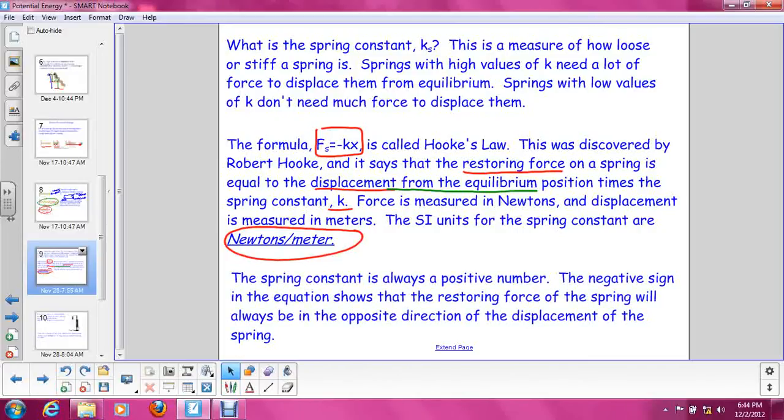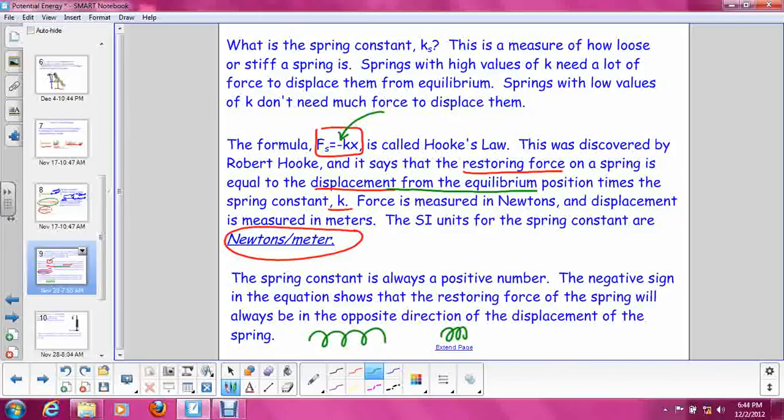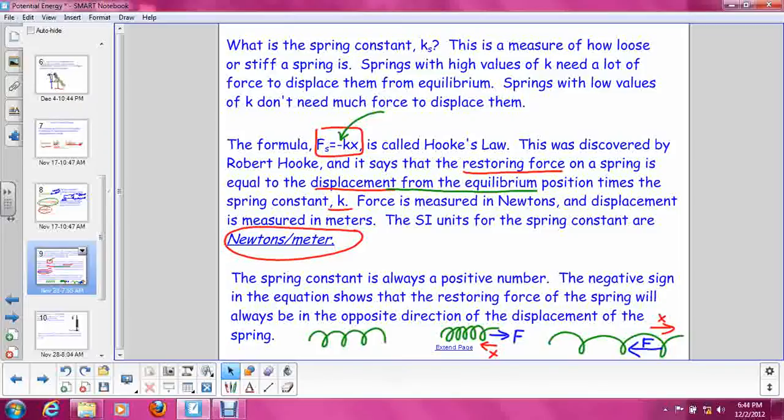The spring constant is always a positive number. The reason there's a negative sign in this equation is because the restoring force is going to be in the opposite direction of the displacement. So if we have a spring in its happy place, and you crumple it up, you have displaced it this way. In order to get back to its happy place, the force needs to be this way. And the opposite is true if you stretch the spring out. If you stretch it out, you have displaced it in this direction, and the force required to restore it to its happy place must be in that direction. So the negative here is just telling you the restorative force acts opposite the direction of displacement.